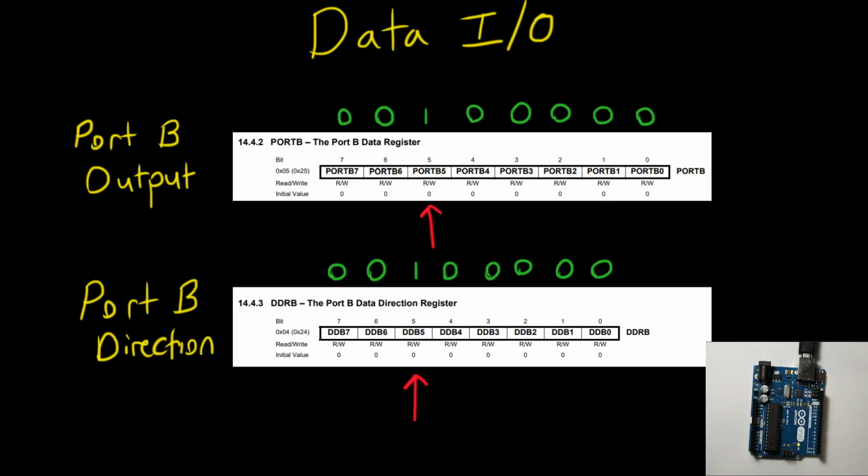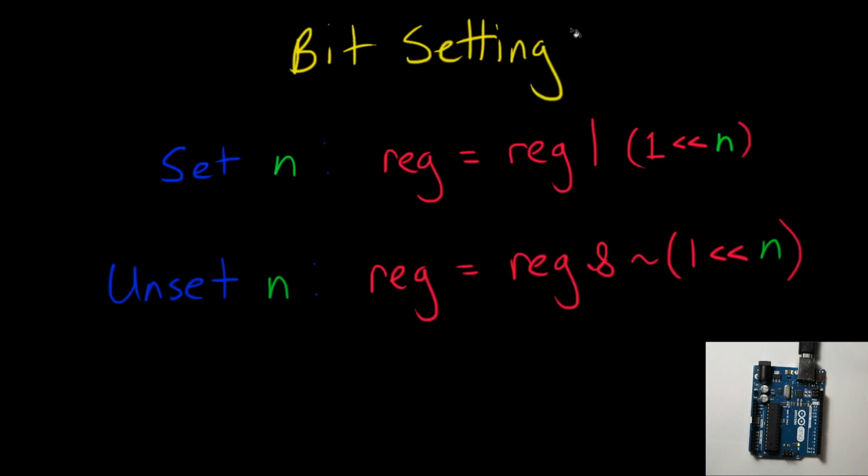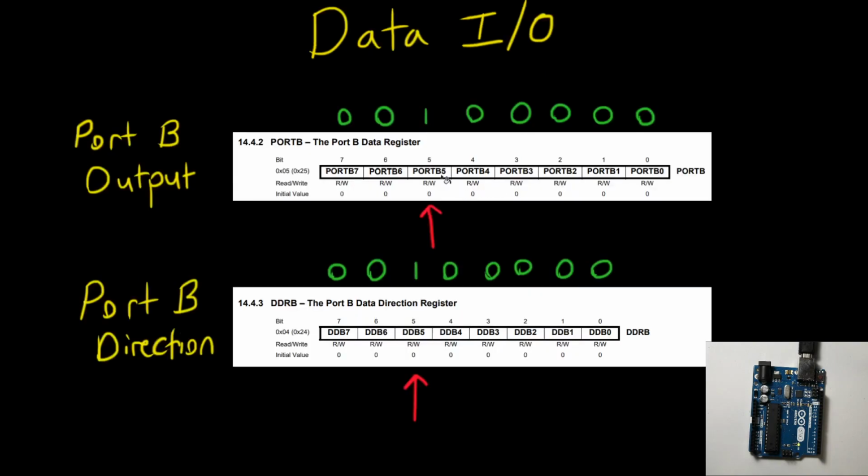This will assume that you know a little bit of bitwise math, but to set bit n of something, we say that the register is equal to the register, so the current value, OR 1 shifted left by the bit number. So for example, if we want to set port B5, we're going to say that PORTB is equal to PORTB OR 1 shifted left by 5, because 1, 2, 3, 4, 5 gets us to this position. And same for DDRB, right?